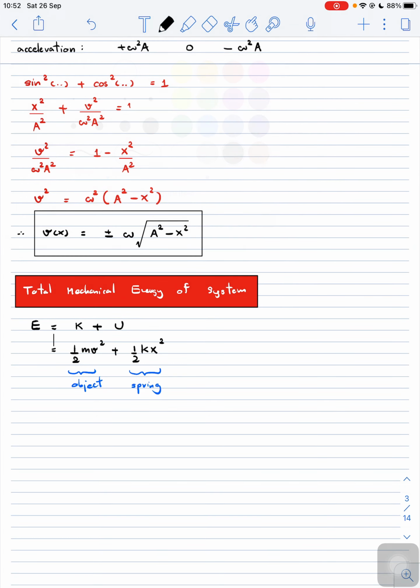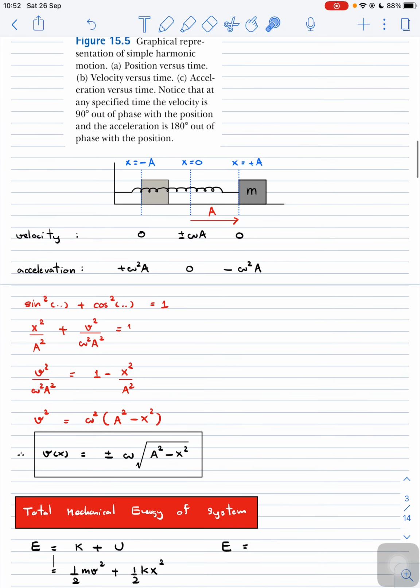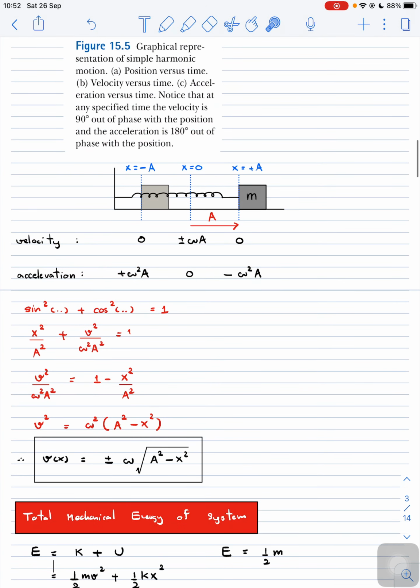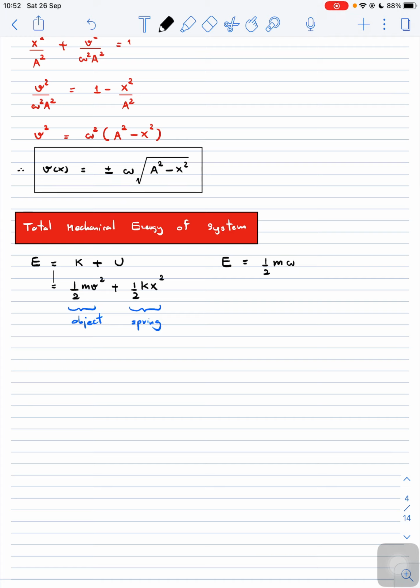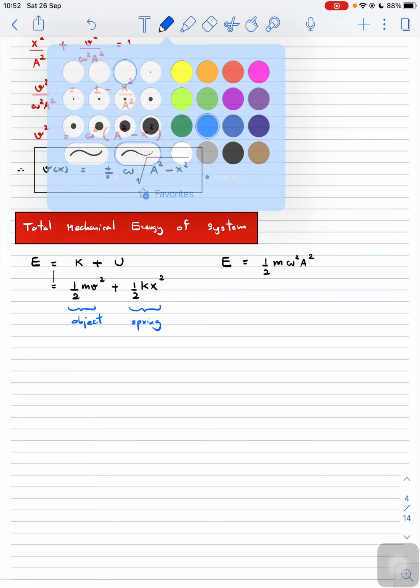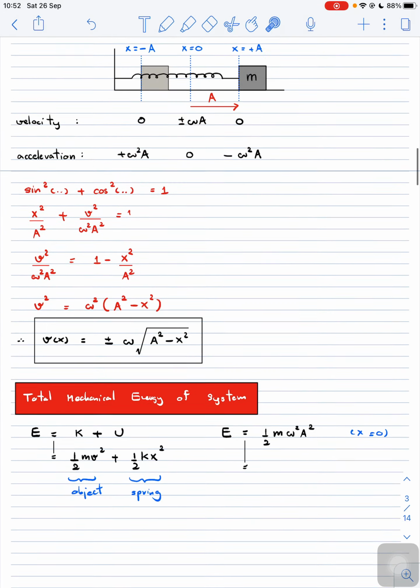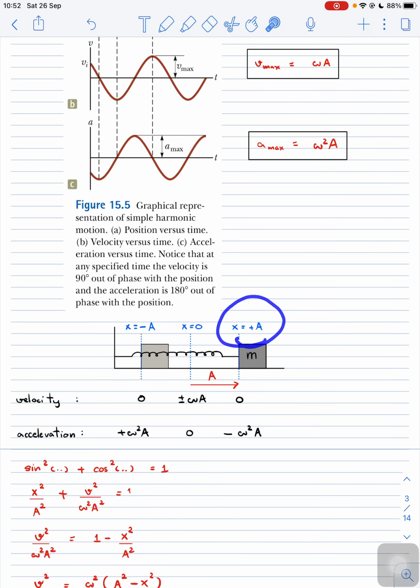Then again we can say that the E here must be equal to, if we look at x equal to 0, we have only the kinetic energy, so it's just 1/2 m v squared. So this v, we have omega squared times a squared, right? So this one is at x equal to 0, and it must also be equal to, if we look at x equal to plus and minus a.